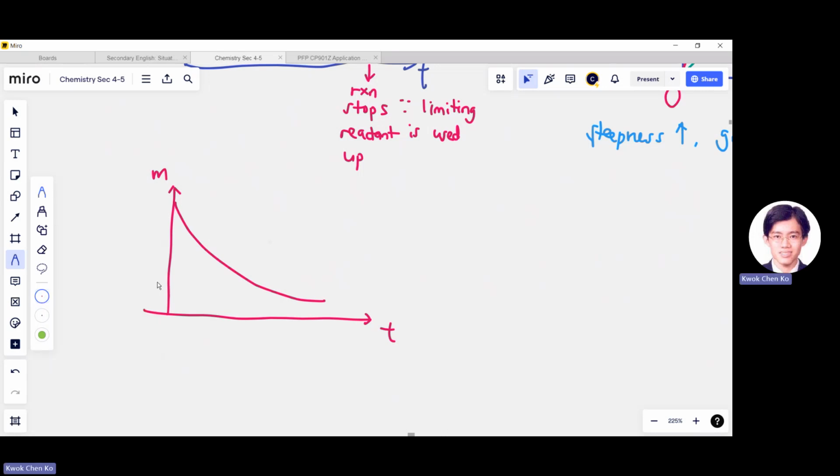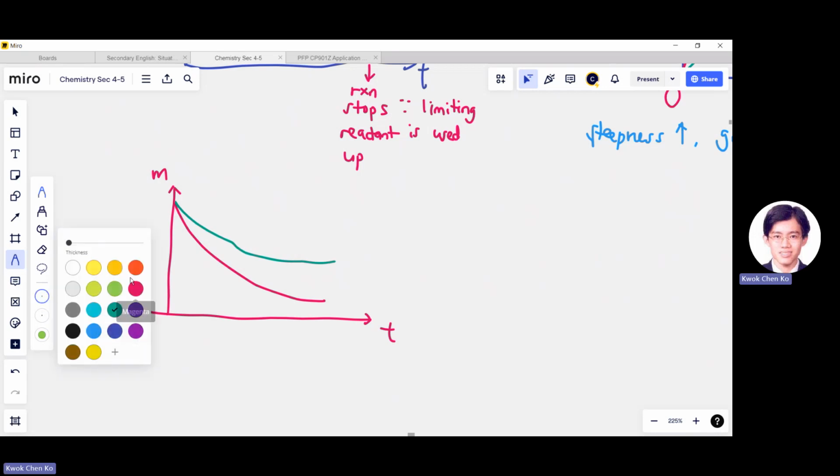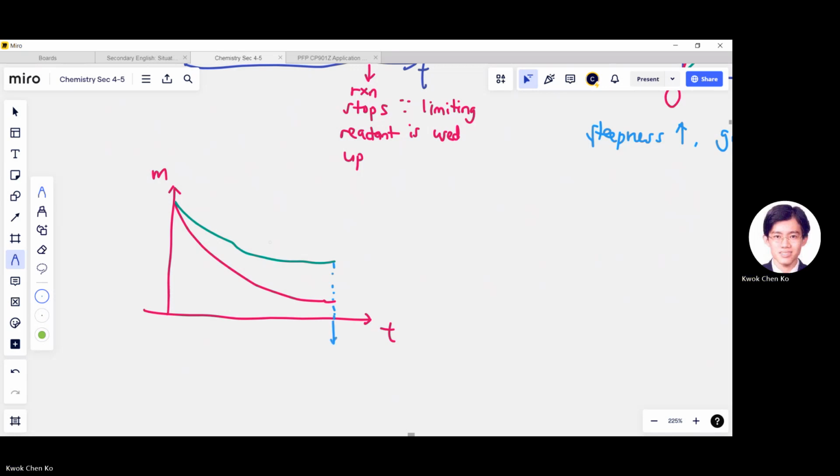Then I have another one. How to interpret? Why is the green curve like that? Or, of course, you can also ask why is the red curve like that. Notice they all reach zero gradient. Now, look for the point at which zero gradient first occurs. It is about the same. So for both cases, the reaction stops. Okay, they stop at the same time.